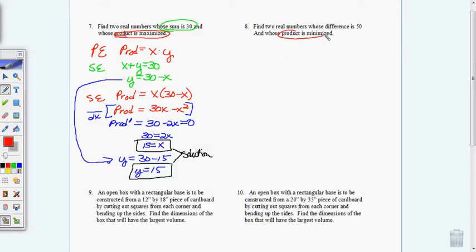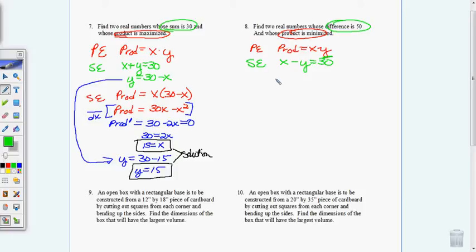It says product being minimized. So my primary is product again, and it's going to equal x times y because it's only two numbers. My secondary said difference this time. Now, it didn't tell me which number was smaller and which number was larger, so you get to pick. I chose x minus y equals 50 in this case.